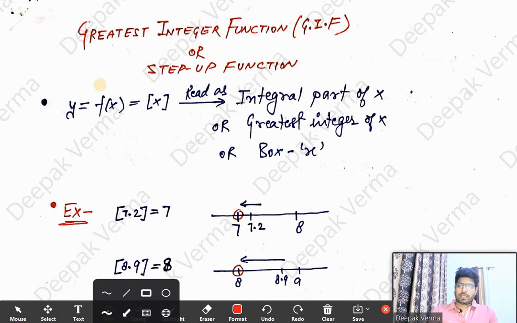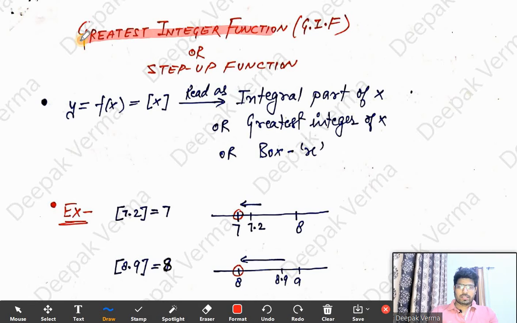Our today's topic is greatest integer function. In short, we can write it like GIF, meaning greatest integer function. We also call it step up function, or we also call it box X. It is something like y equals f of x. We represent it like box X.